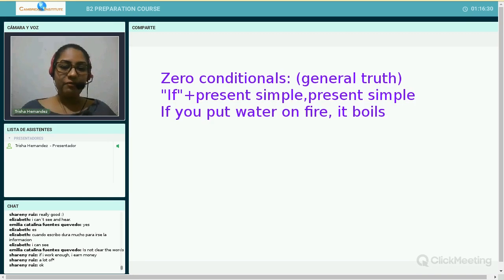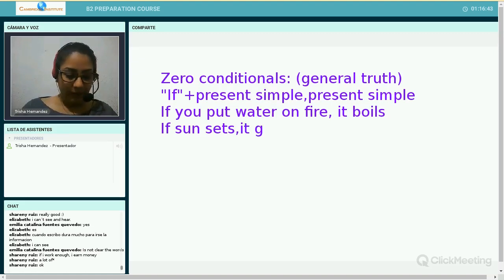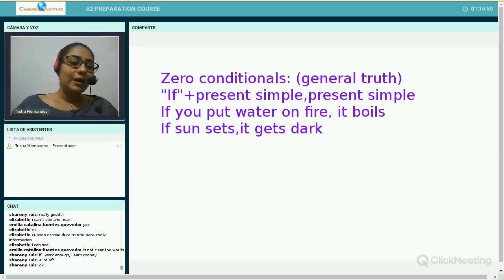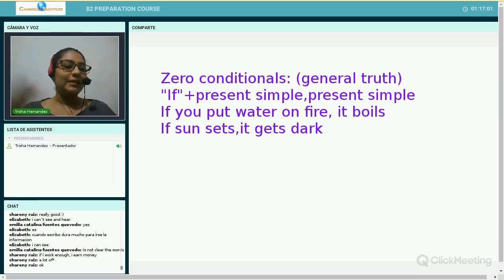It doesn't change. Like, for example, if the sun sets, it gets dark. Okay? It is impossible that the sun sets and we still have light in the world, right? It's a general truth. If you put the water on fire, it boils. If the sun sets, it gets dark.